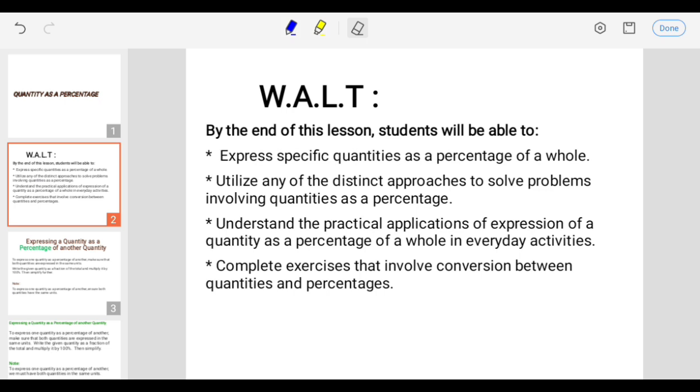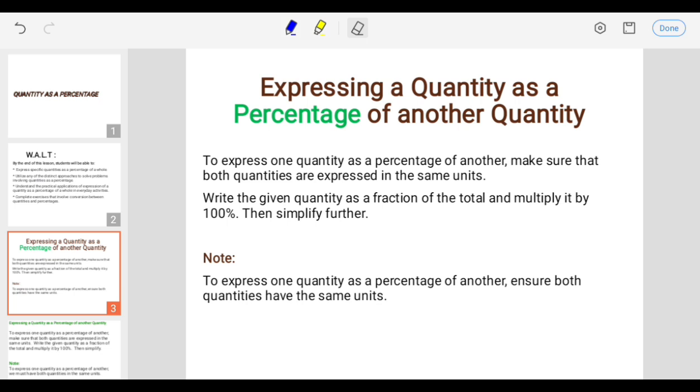So let's get started. To express one quantity as a percentage of another, you have to make sure that both quantities are expressed in the same unit before you start any evaluation at all. For instance, if one quantity is given in dollars and the second quantity is given in naira, or in cents, all you need to do is to either change the quantity to dollars or to cents, so that the two quantities have the same expression.